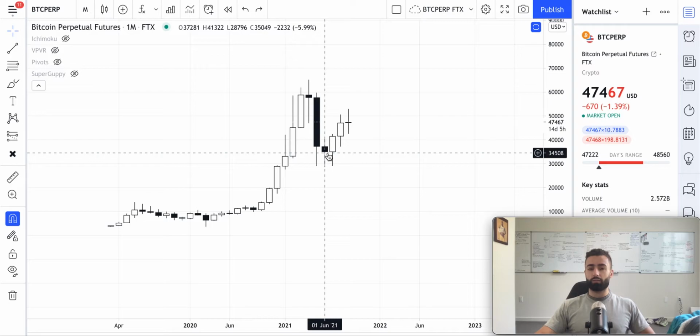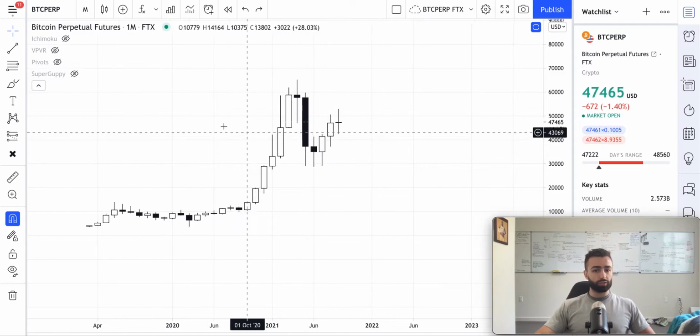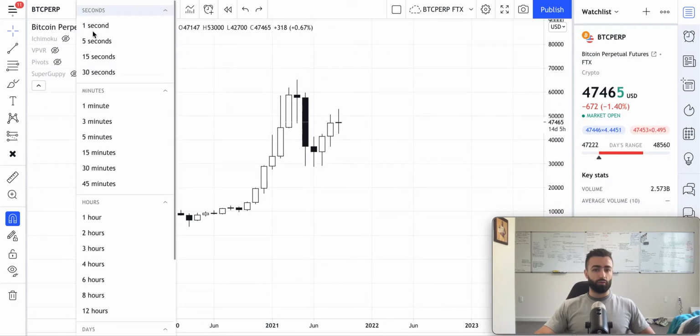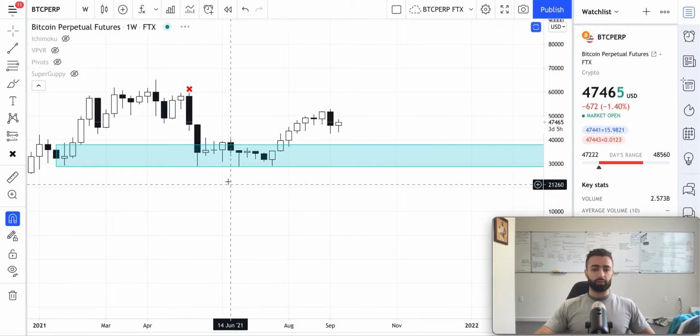So if we know that on the monthly time frame we're going to be looking for a potential lower high, we need to be thinking on the lower time frames below the monthly about potentially looking to go short. So let's go down to the lower time frames and look at what we have going on there from a weekly perspective.